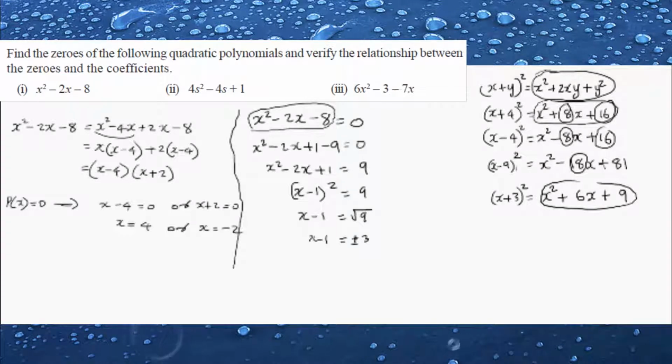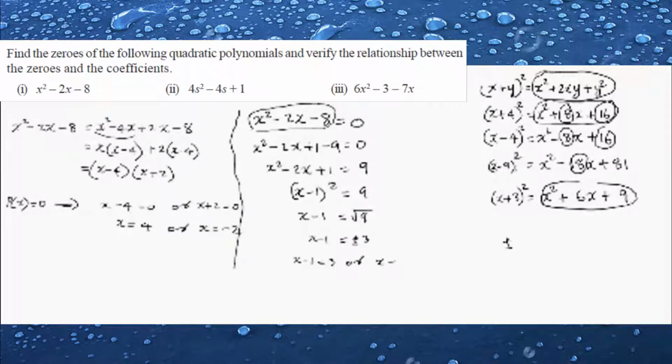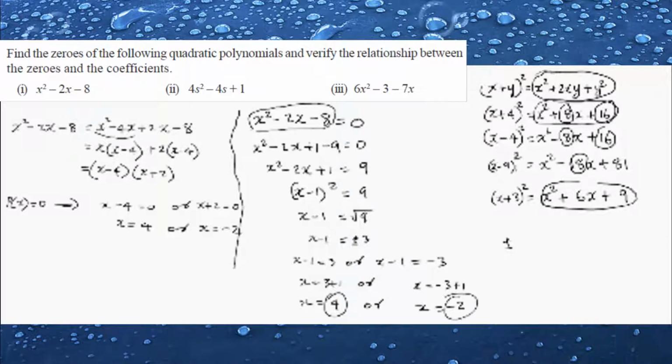So you can write plus or minus 3; plus and minus we usually write together like this. So x minus 1 is equal to plus 3 or x minus 1 is equal to minus 3. The two chances are there. So x is equal to 3 plus 1 or x is equal to minus 3 plus 1. So x is equal to 4 or x is equal to minus 2. So we got the same zeros as the first method. You don't have to write this many steps; if you practice like this, you can avoid some steps. I think the same effort is needed in both methods.